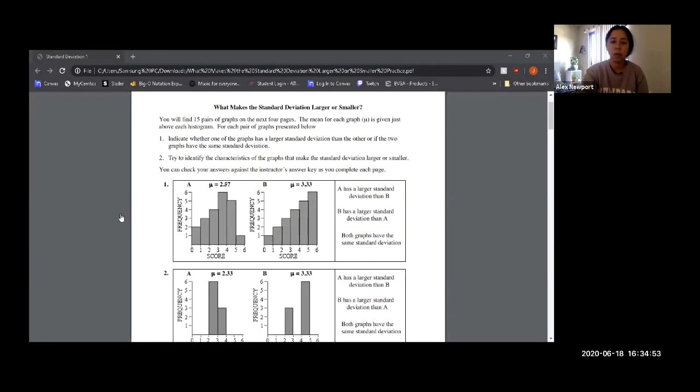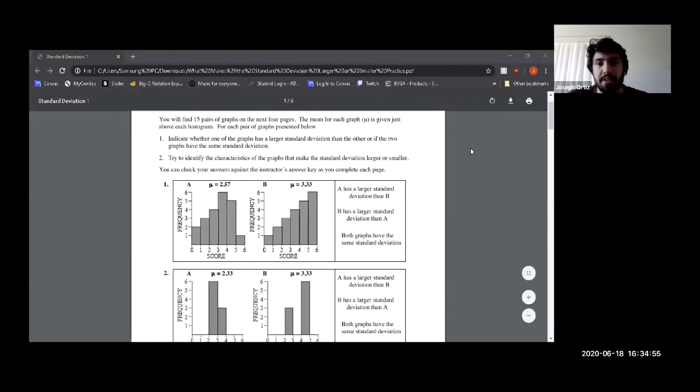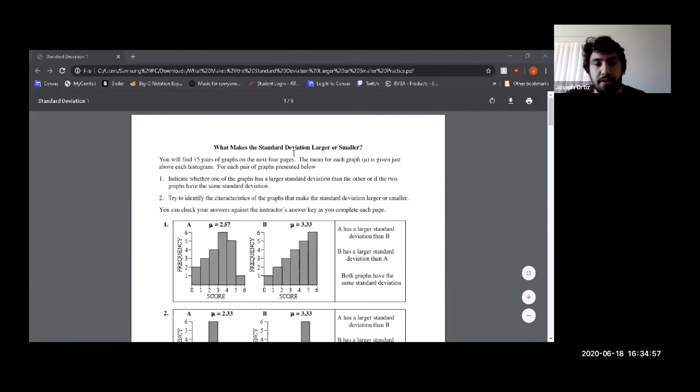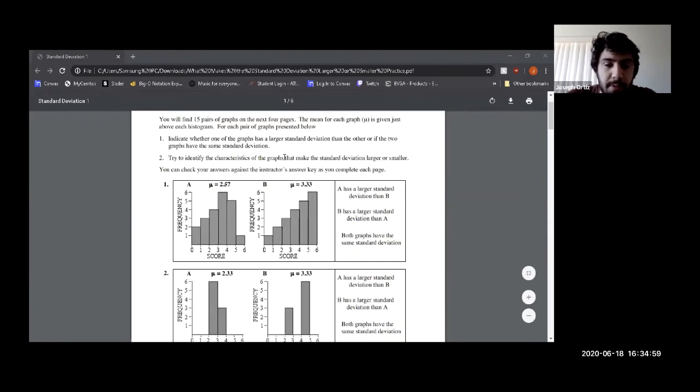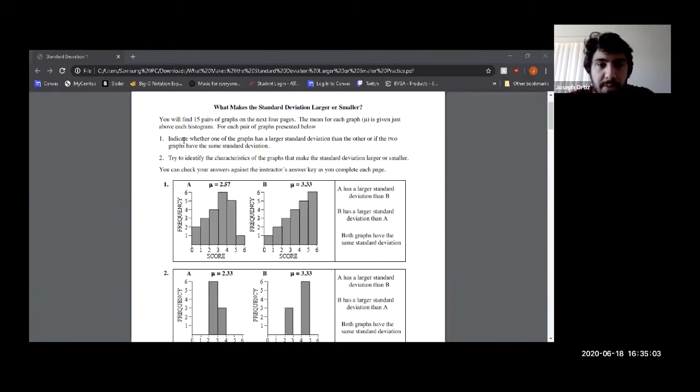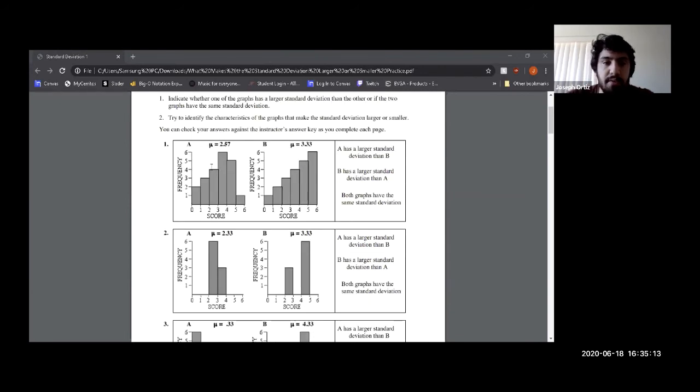Sounds good. Okay. So here the question is: what makes the standard deviation larger or smaller? There's 15 graphs, but we're not going to go through them all. We want you to indicate which one of the graphs has the largest standard deviation and which ones are the same or smaller, and then identify the characteristic that makes the standard deviation larger or smaller. So for this first graph, which standard deviation do you think is larger, A or B?